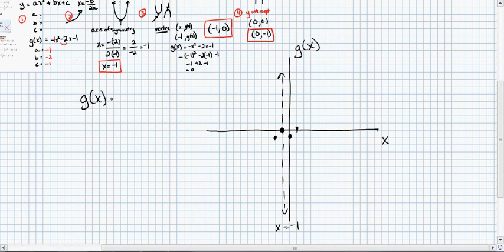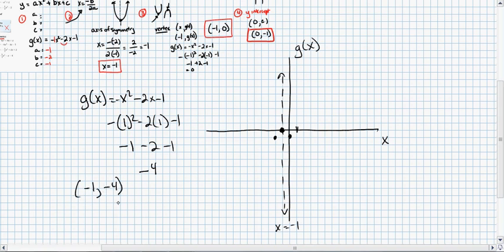G of x, -x squared minus 2x minus 1 is my equation. Substitute in positive 1 this time, so negative positive 1 squared minus 2 times a positive 1 minus 1. 1 squared is 1, that becomes a negative 1. 2 times 1 is 2 minus 1, so negative 1 minus 2 minus 1 is negative 4. So when x is 1, g of x is negative 4.